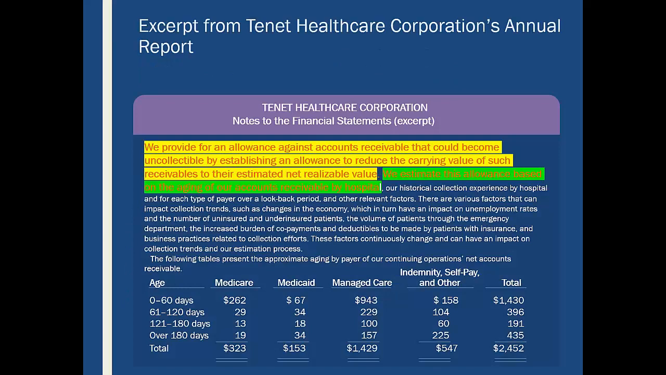Okay, and this is just an example of Tenet Healthcare. This was published in the chapter, but you can see that a company literally on the balance sheets that they publish to the public say, we provide an allowance against accounts receivable that could be uncollected, an allowance to reduce the carrying value of such receivables. We estimate the allowance based on the aging of our accounts receivable. That's what I just showed you in the previous slide.